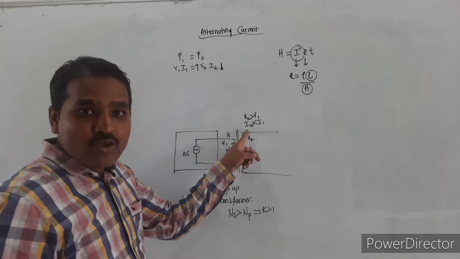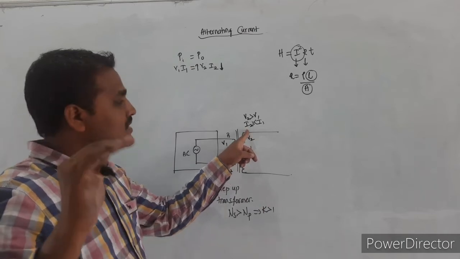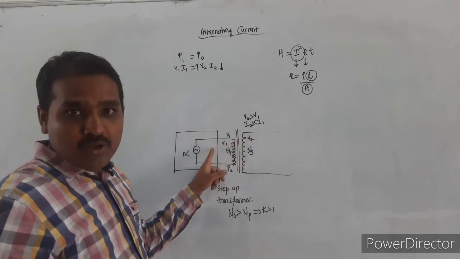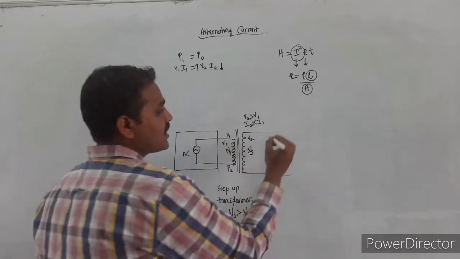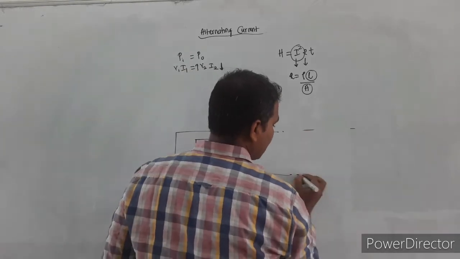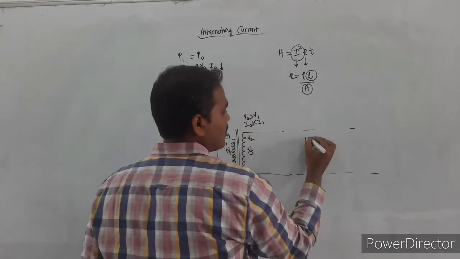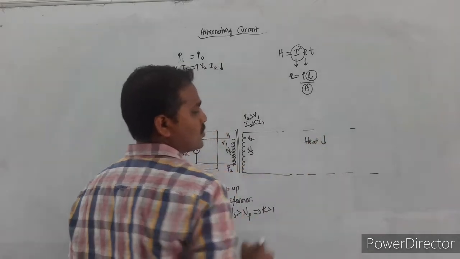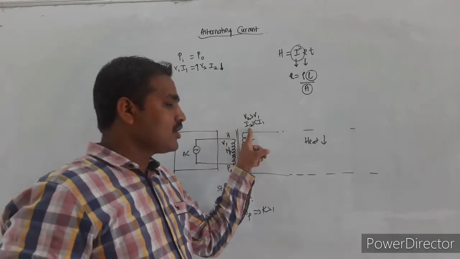So, this I2 value is much lesser than the input current here. That is transmitted over the long distance. So, the heat loss will be reduced because of the lower value of the current here.